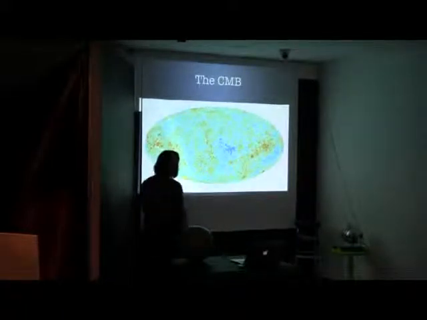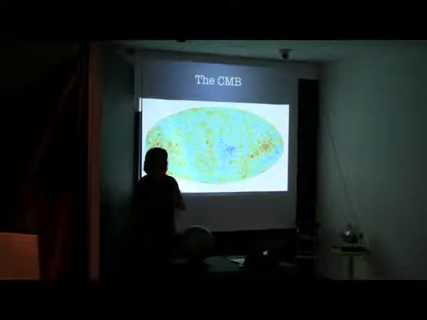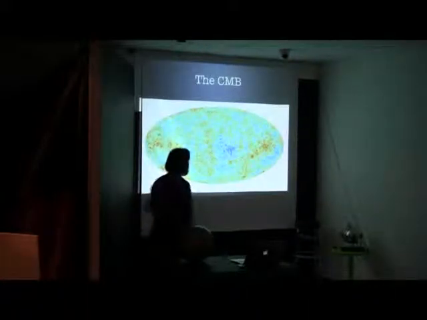Now this is fundamental to our understanding of the universe. So much so that the fact that the universe is homogeneous and isotropic is called the cosmological principle. And that feeds into a lot of theories of cosmology. It's what a lot of things are based upon.